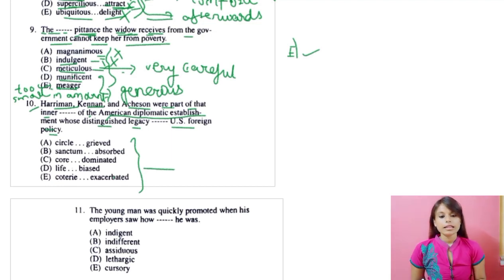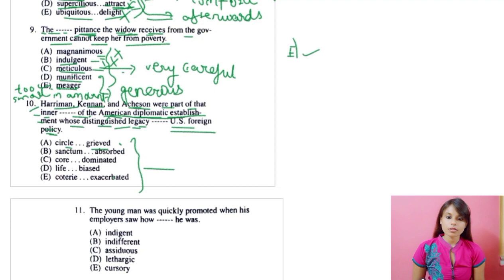Okay, let us put circle and grieved. Circle means it's kind of a circle, and grieved means you are grieving about something, like your grievances, your complaints or your problems. So Harriman, Kennan and Acheson were part of that inner circle of the American diplomatic establishment whose distinguished legacy grieved US foreign policy. No, grieved is not going. The first one would have suited it, but grieved is not going, so it's wrong.